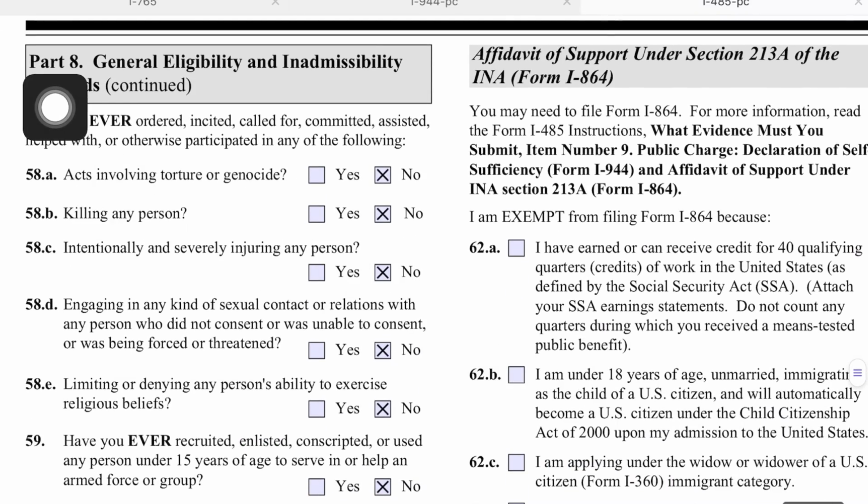And then part 8 still. Have you ever ordered, incited, called for, committed, assisted, helped with, or otherwise participated in any of the following? Acts involving torture or genocide? No. Killing any person? No. Intentionally and severely injuring any person? No. Engaging in any kind of sexual contact or relations with any person who did not consent or was unable to consent or was being forced or threatened? No.